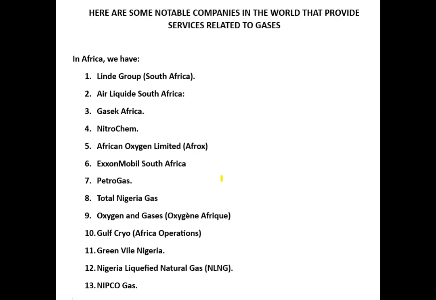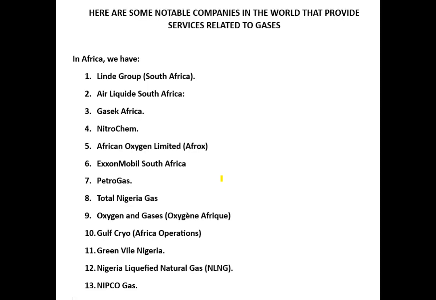2. Air Liquide South Africa. Services: offers industrial gases, including oxygen, nitrogen, hydrogen, and carbon dioxide, alongside related technologies and equipment. Air Liquide serves industries like healthcare, energy, chemicals, and food processing. Website: https://www.airliquide.com.